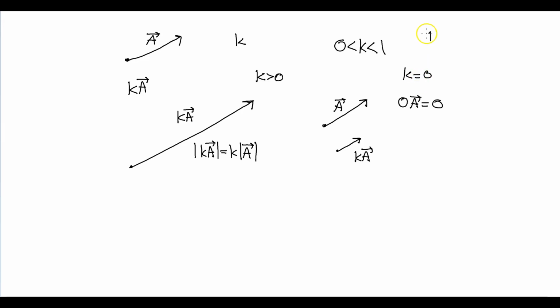Now what happens if k is negative, if k is less than 0? Well, the same rules apply, except if we have vector A and we multiply by -1, we get the negative vector. And that is just the opposite direction of our original vector. So the magnitude of -A remains the same, but the direction is flipped.